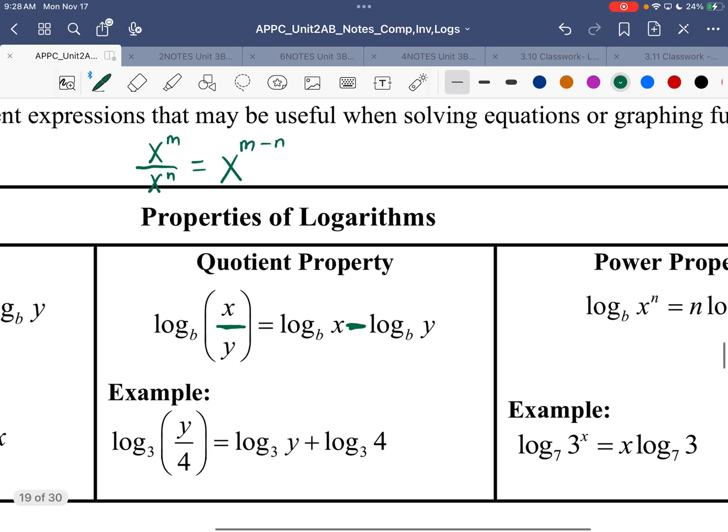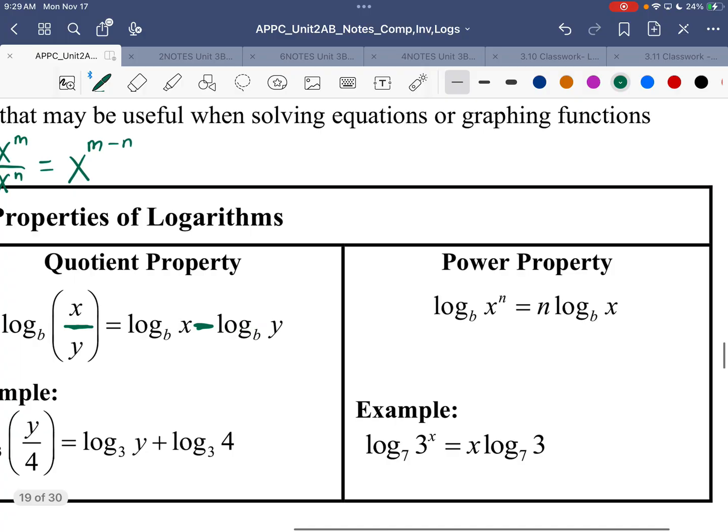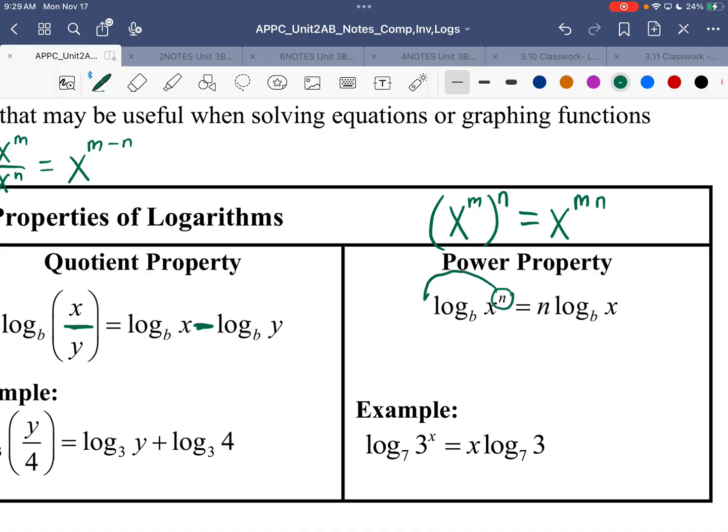Then we have the power property, and I think the power property is the most confusing one for a lot of people. So in the power property, you do x to the m raised to the nth power. What are you going to do with m and n? Multiply them. It's not as obvious, but if I have an exponent in a log, I'm bringing it down in front, or I can go back up top and do multiplication in front of the log with that exponent.